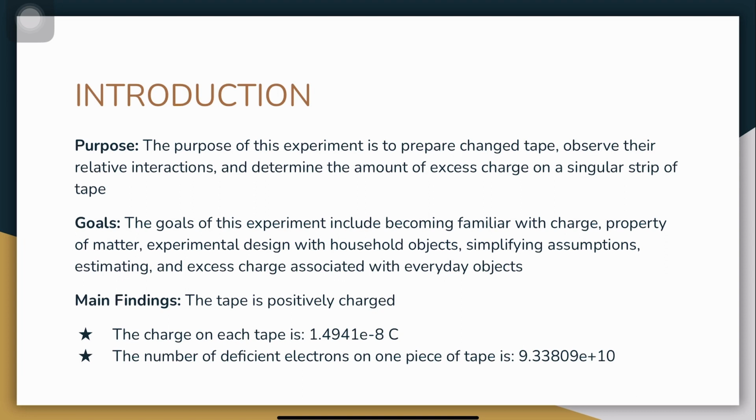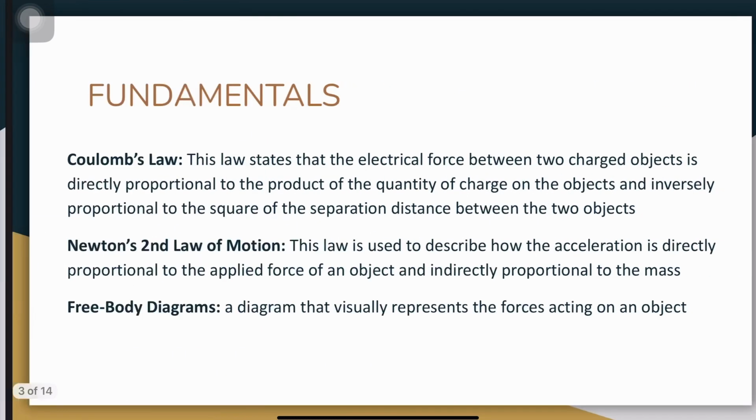Some main findings of this experiment were that the tape is positively charged, and that we have a deficiency of electrons on one piece of tape that is around 9.3 times 10 to the positive 10.